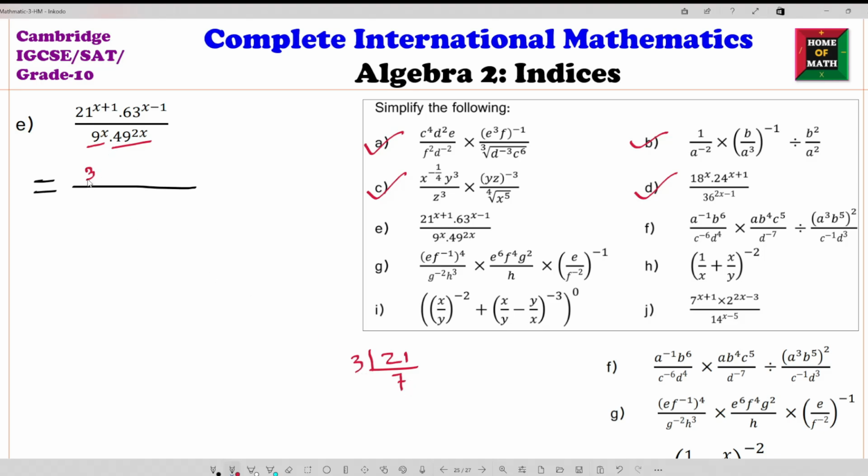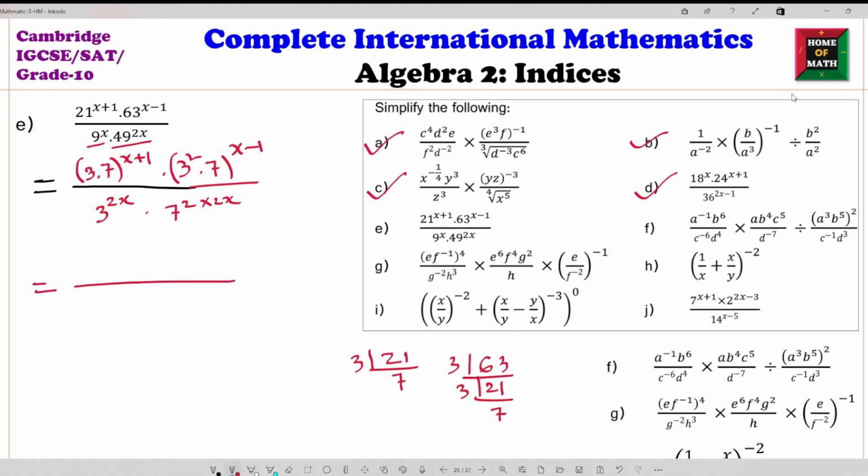So we can write 3 times 7 to the power x plus 1, times 63. 3, here is 21, then 3 7. So we can write 3 square times 7 to the power x minus 1. 9 to the power x, we can write 3 to the power 2x, and 49 we can write 7 square to the power, 7 to the power 2 times 2x.